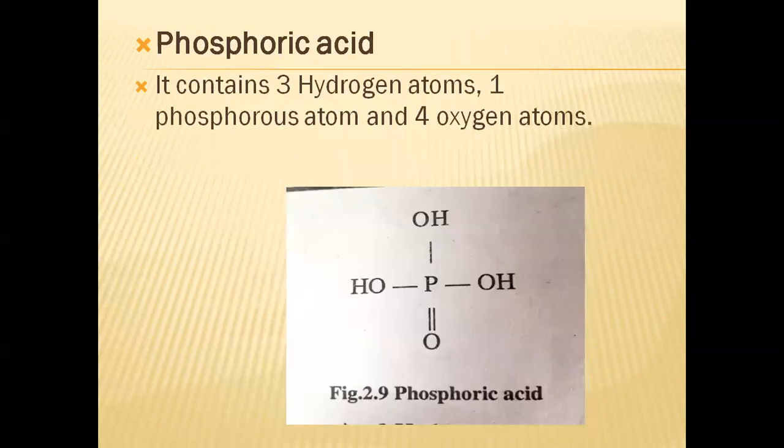Next component is phosphoric acid. Phosphoric acid contains 3 hydrogen atoms, 1 phosphorus atom, and 4 oxygen atoms. So these 3 are the components of RNA: nitrogen bases, ribose sugar, and phosphoric acid.